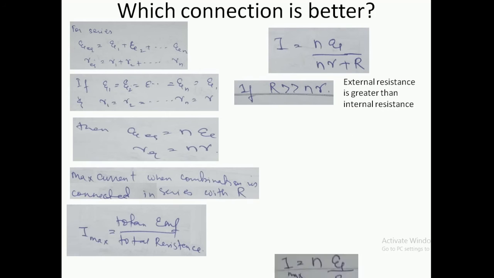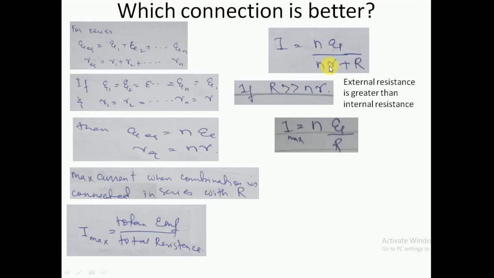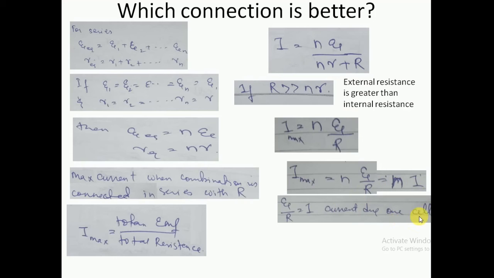So I max is, now I can ignore this nr, because if R is greater than nr, then your total resistance will be just R only, because the value of R is more. So now I max is nE by R, but E by R is the current due to one cell, so that means I max is n times E by R, that is nI. So I is the current due to one cell.